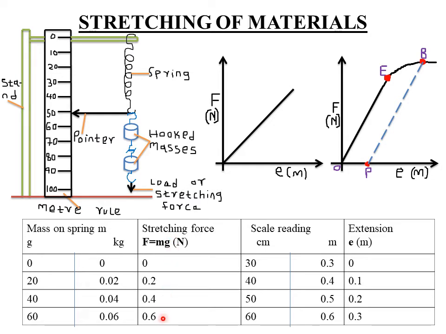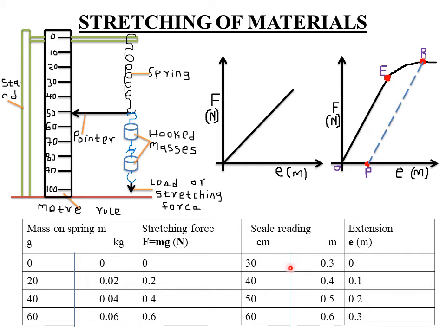Then we also observe that when a mass of 60 gram is attached, the pointer moves from the 50 centimeter mark to the 60 centimeter mark. So 60 centimeters in meters, you'll obtain 0.6 meter. Remember, the extension is usually obtained by taking the final reading minus the initial reading, that is when no mass was attached. So you take 0.6 meter and subtract 0.3 meter, you'll obtain 0.3 meter. So that becomes our extension.